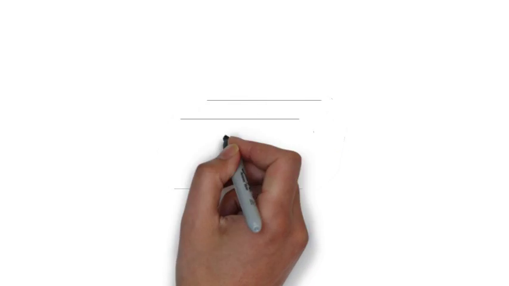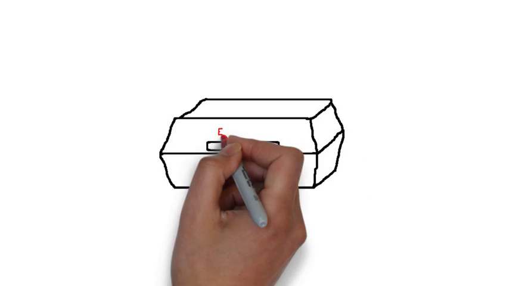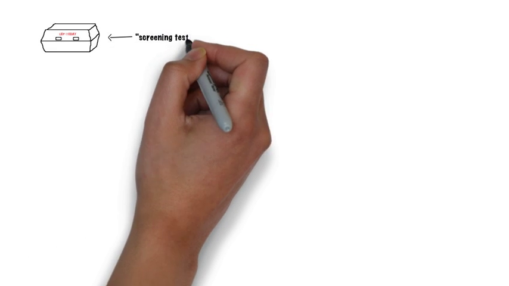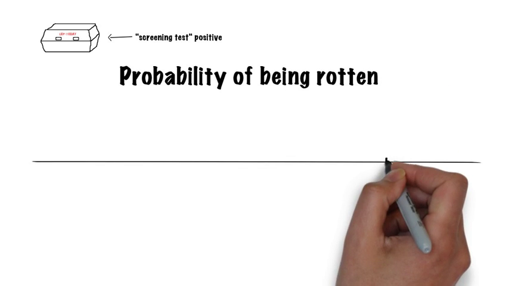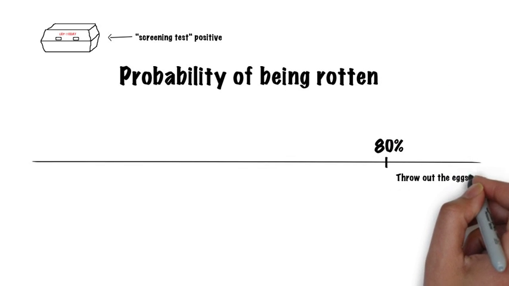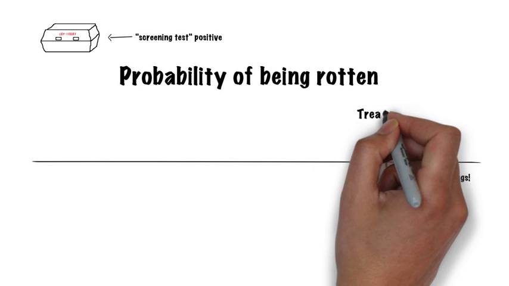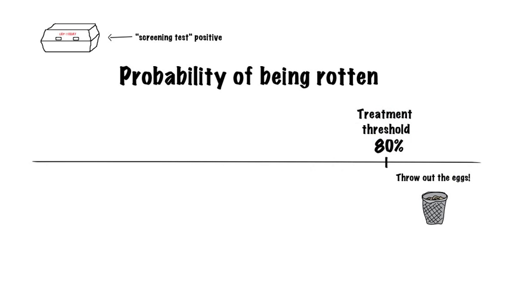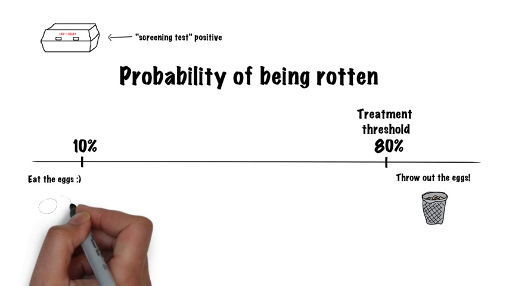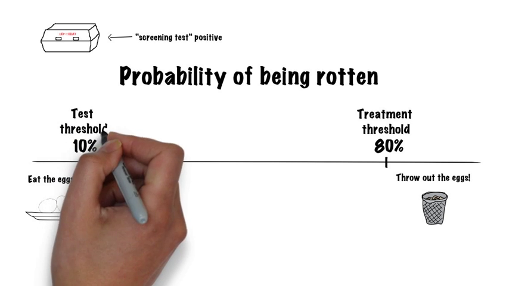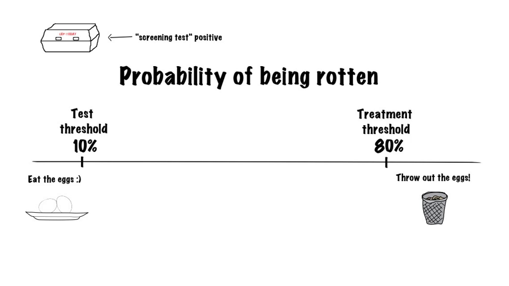You have a carton of questionable eggs that's been sitting in the fridge for a while, and you want to know whether the eggs are still good for hard boiling. You decide that if a test tells you that there is an 80% chance that the eggs are rotten, you'll throw them out. We call that the treatment threshold. If there's only a 10% chance of rottenness, you'll feel comfortable cooking and eating the eggs. This is the test threshold.